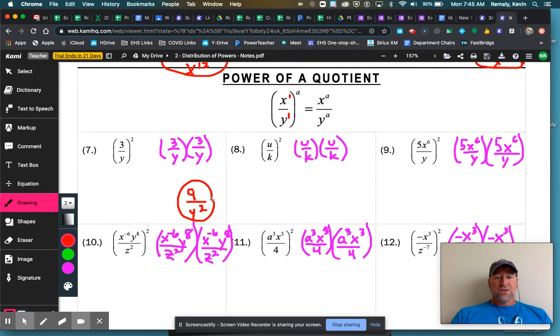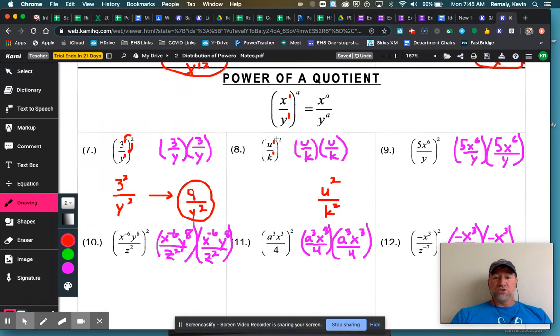It's cool. The quick shortcut is each of these gets a little 1. If there's no exponents there, we know it to be a 1. And I'm going to distribute that to each of those exponents. So we have 1 times 2 gives us 3 to the 2nd. 1 times 2 gives us y to the 2nd. And that would simplify to what we have over here. Moving on to number 8. Same kind of deal. This is almost like the same rule that we have up here. Each of these gets a 1. You can expand it out, whatever you want to do. This is pretty straightforward. We end up with u squared over k squared.